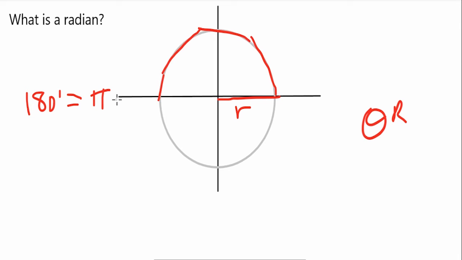So it could be pi times, it could be pi over 2 times, which is 90 degrees, right here. Okay, and this would be 2 pi. The whole way around is 2 pi.